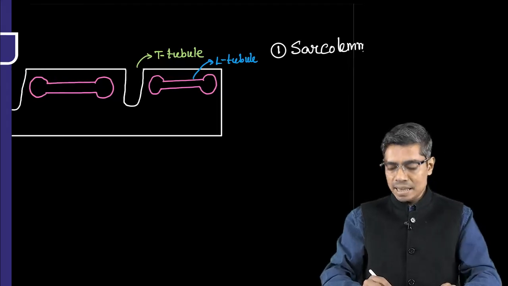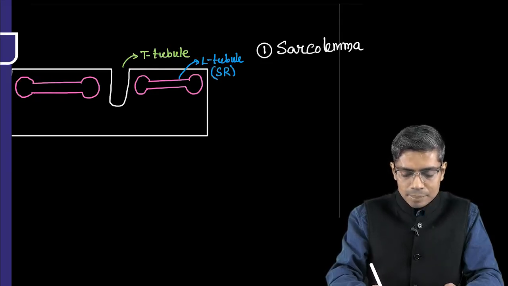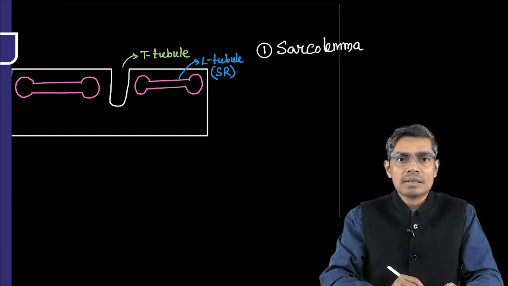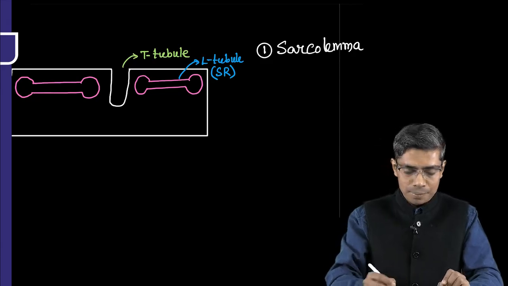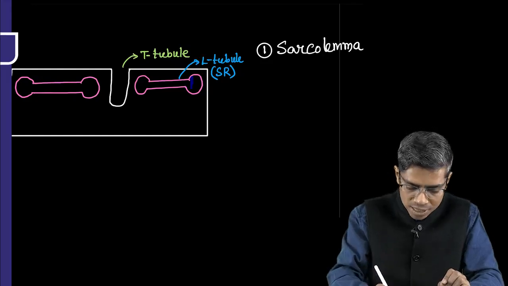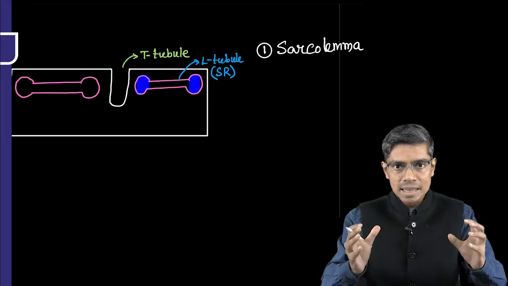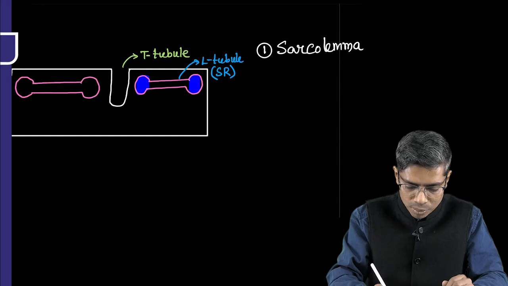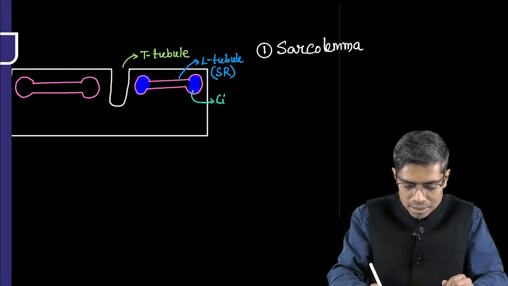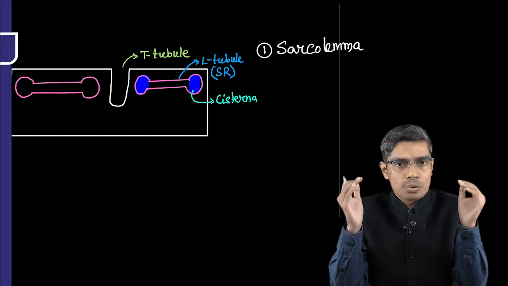All of you know that this L tubule is nothing but the sarcoplasmic reticulum, and the sarcoplasmic reticulum is the storage house of calcium inside the cell, although the main calcium is stored inside the terminal portion of the sarcoplasmic reticulum. This terminal portion is known as the cisterna. So basically, the cisternal regions are the main regions where calcium is stored.